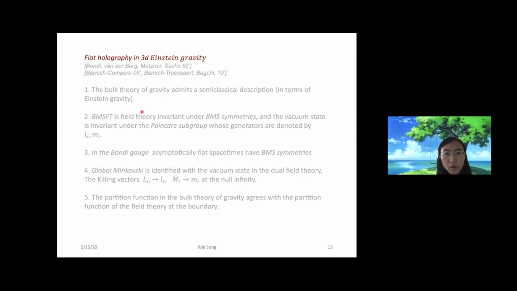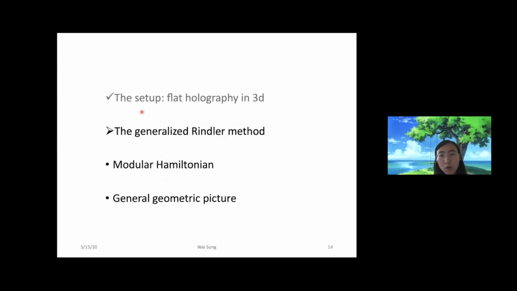Okay, so now we have described all these properties of flat holography. Now let's try to see how to get a local modular Hamiltonian for a single interval on the vacuum state. For that, we will use the generalized Rindler method.